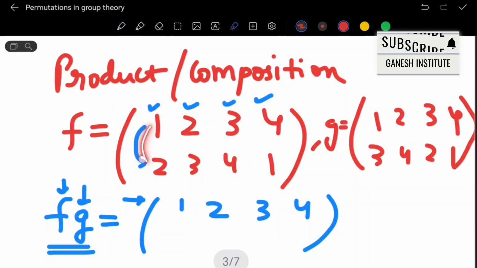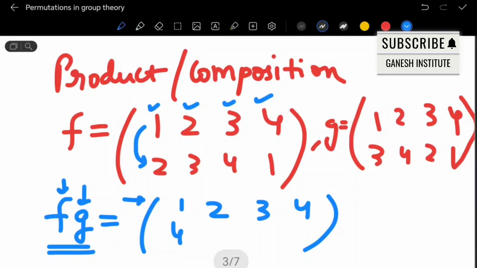Here 1 is mapped with 2, but here 1 is mapped with 3. So ultimately, start with this 1, which is mapped with 2. Now start with 2. 2 is mapped with 4. So 1 has to be mapped with 4 in the final composition.